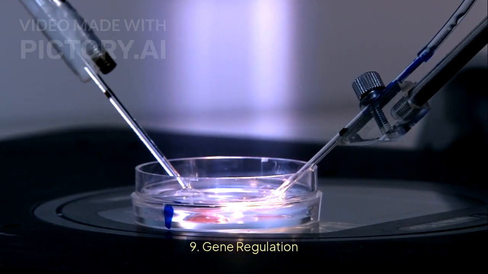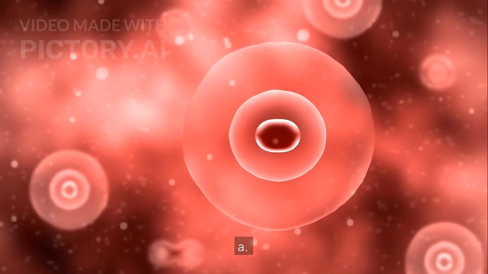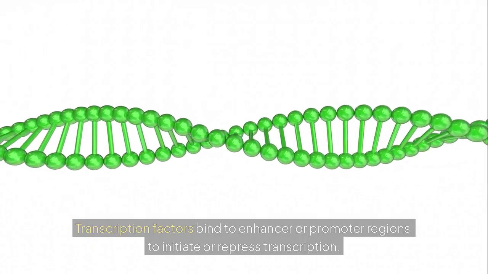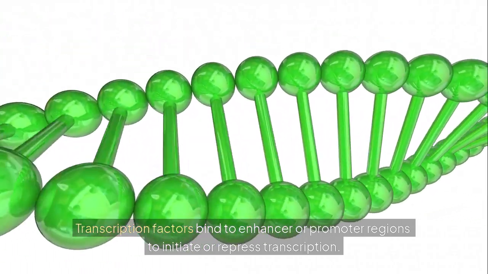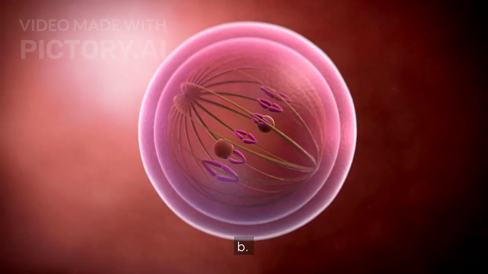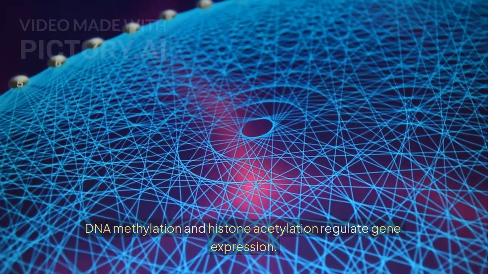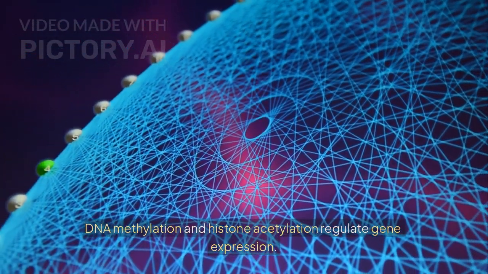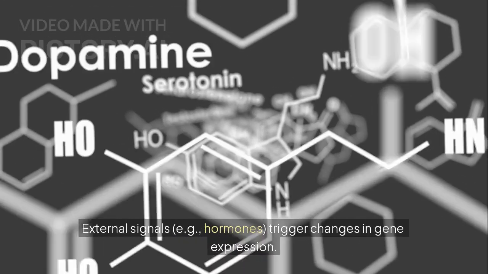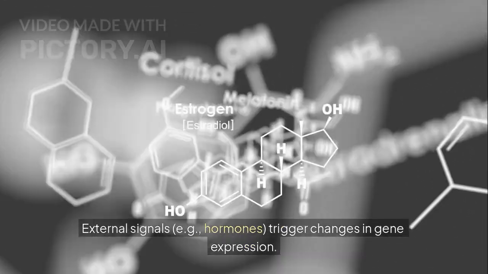9. Gene regulation. The nucleus plays a central role in gene regulation. A. Transcription factors. Transcription factors bind to enhancer or promoter regions to initiate or repress transcription. B. Epigenetic modifications. DNA methylation and histone acetylation regulate gene expression. C. Response to signals. External signals, e.g., hormones, trigger changes in gene expression.